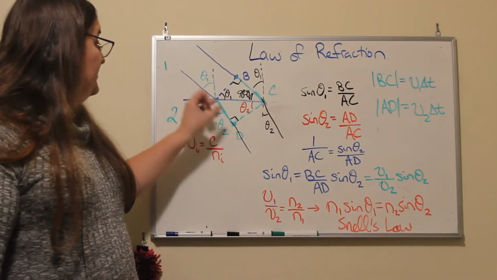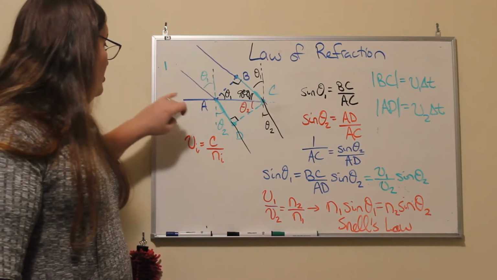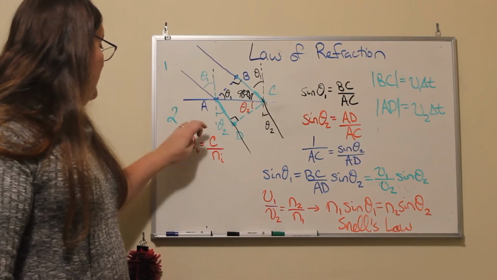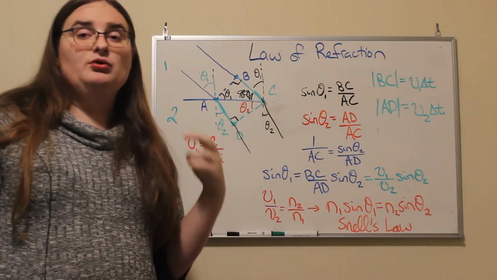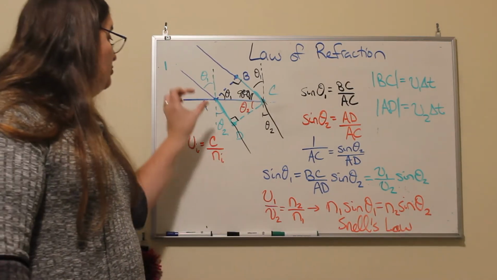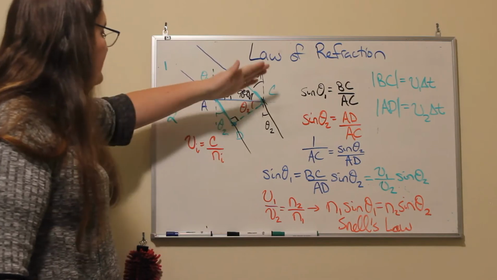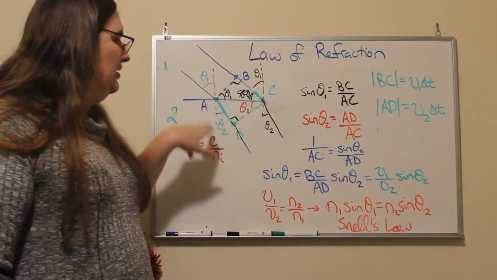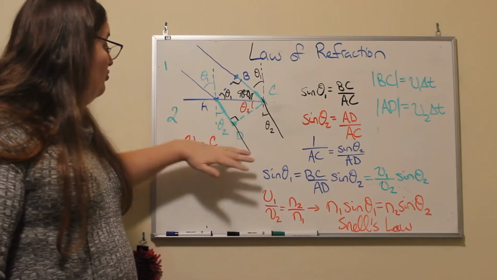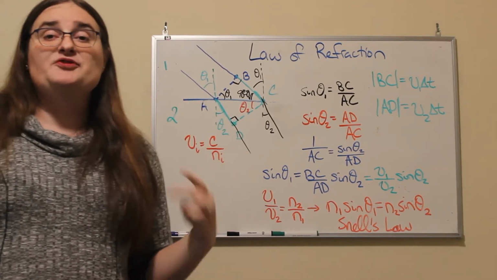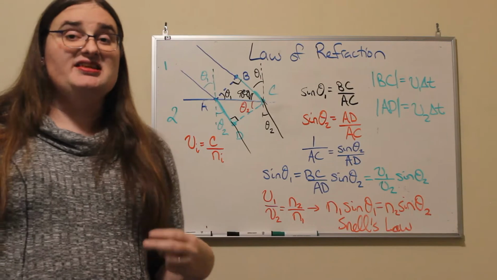Now, during the same amount of time, the wave traveling in side 2 is going to travel more slowly. So it'll travel a shorter distance, and we could trace out some arc that would represent where that ray would have to be after that same amount of time delta t.